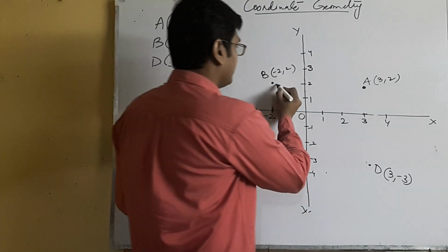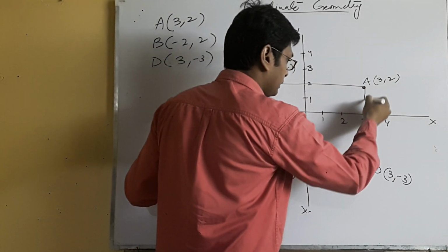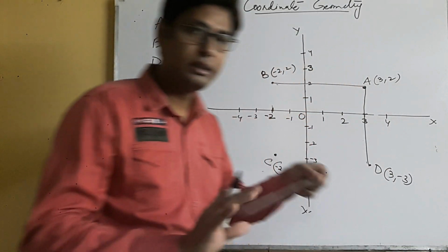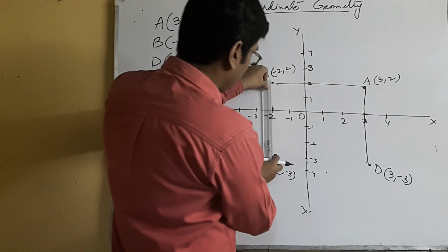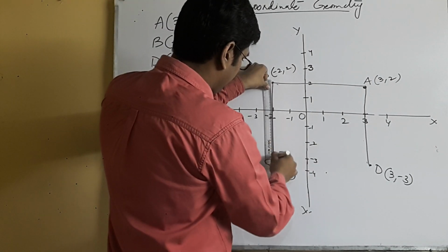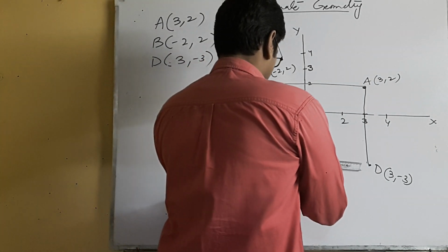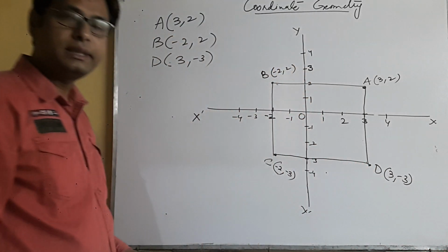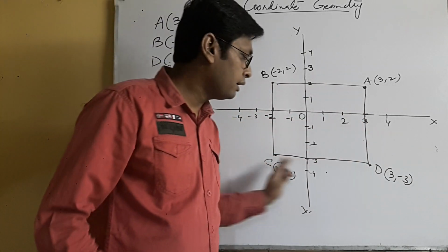Now after that we will have to join. Take a ruler and then join. You can see that this is the square.